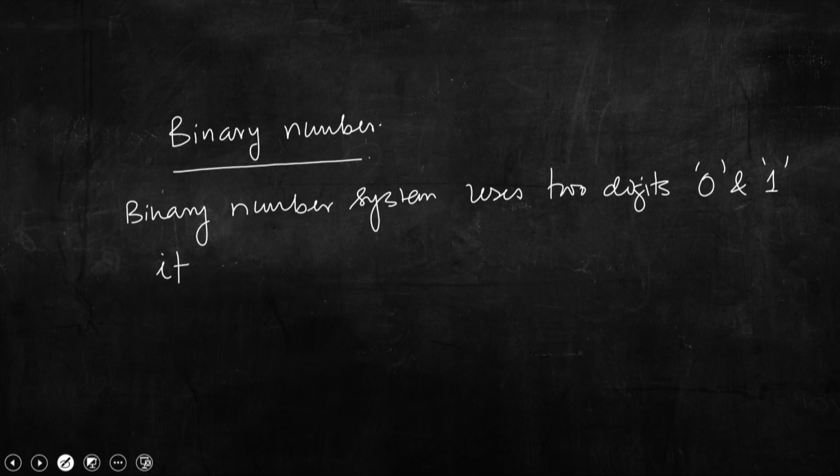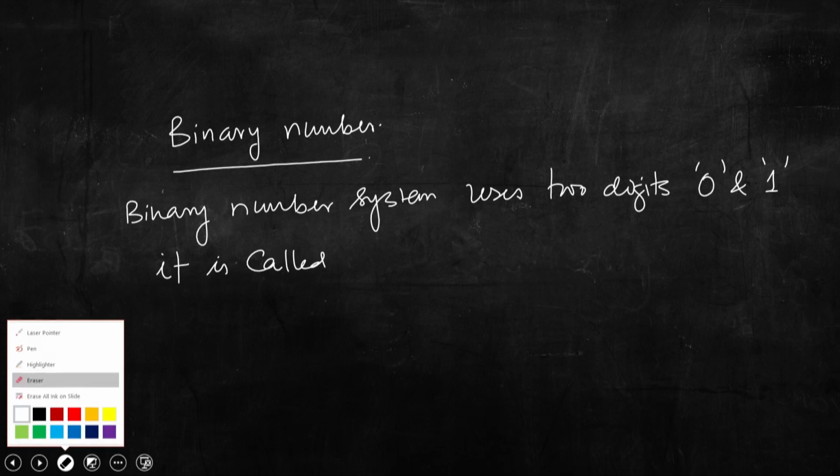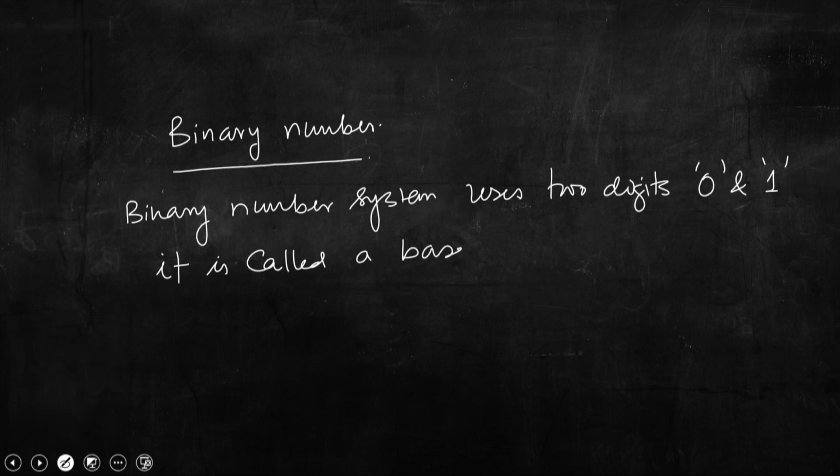So, it is called a base 2 system. If the system uses 2 digits 0 and 1, then it is called a base 2 system. Basically, a binary number uses 2 digits, and this is called a base 2 system.